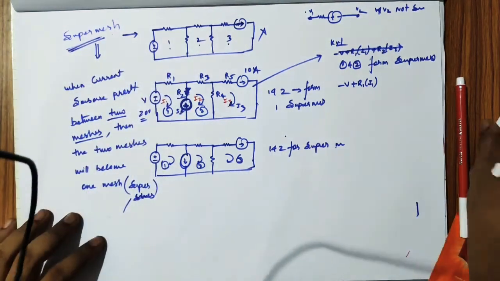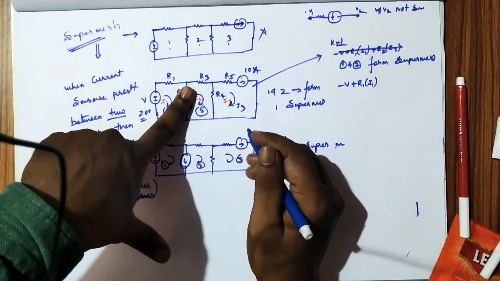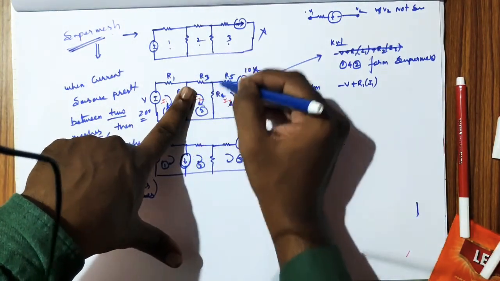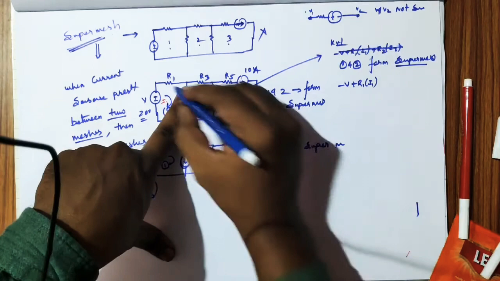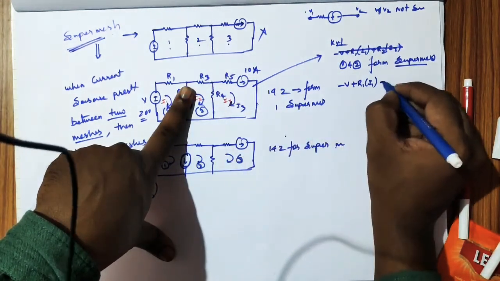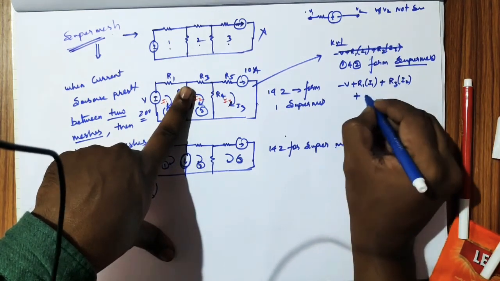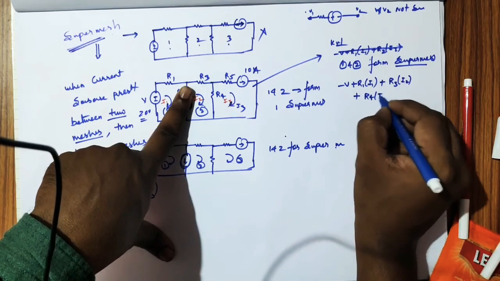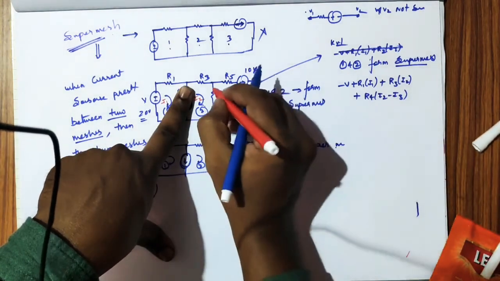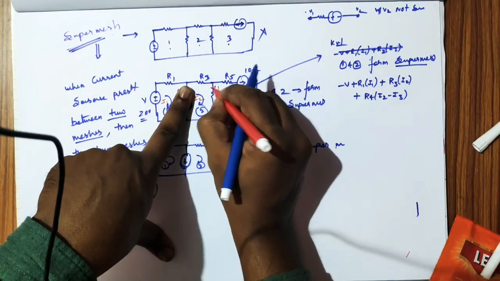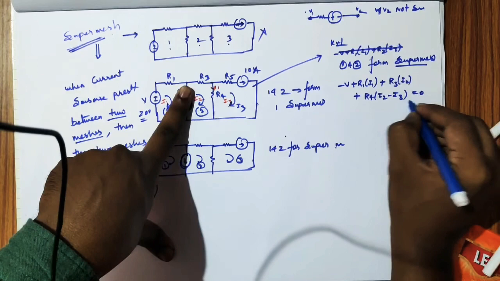For example, imagine these two elements are not present. Now V, R1, R3, R4 form one mesh, that is the super mesh. Now we have to find the equation for that: minus V plus R1 into I1, since I1 is flowing. For the R3 element, I2 current is flowing, plus R4 into I2 minus I3. For R4, the current is I2 minus I3. This is the super mesh equation.